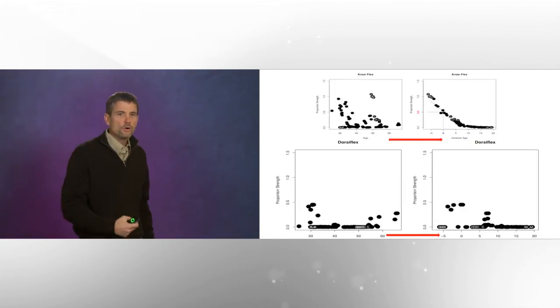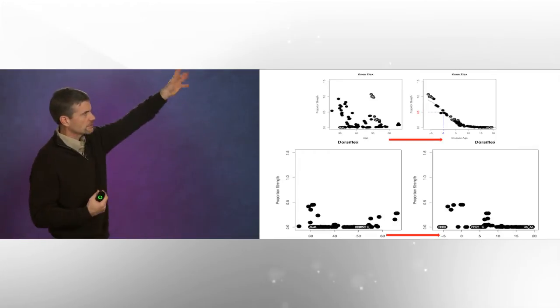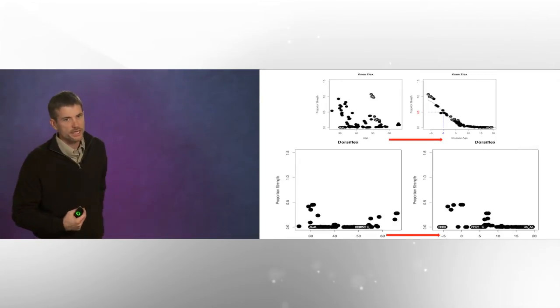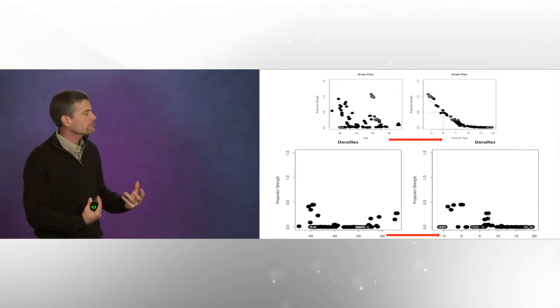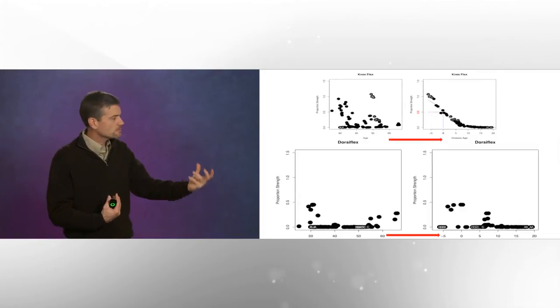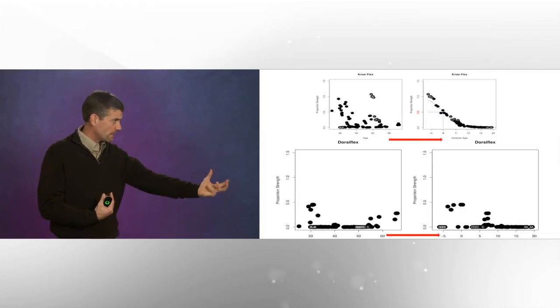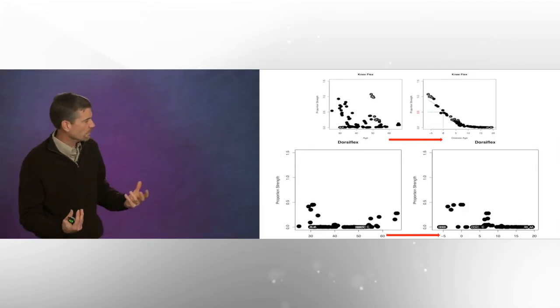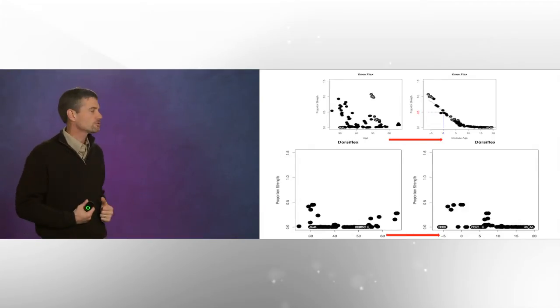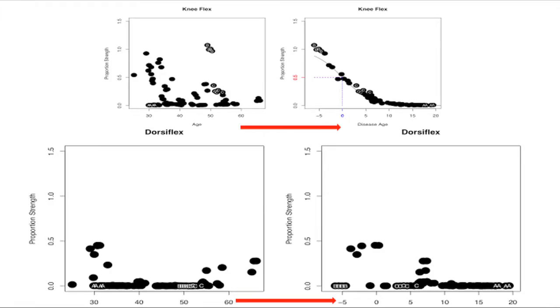So if we go, we can see at the top here, this is the model estimating disease age at the top, and dorsiflex as reflected by the disease age in the bottom right. This is a tough one. Most of these patients have zero strength. The dorsiflex is the first muscle to go. There are a few of them there. It works pretty well for a few of them.